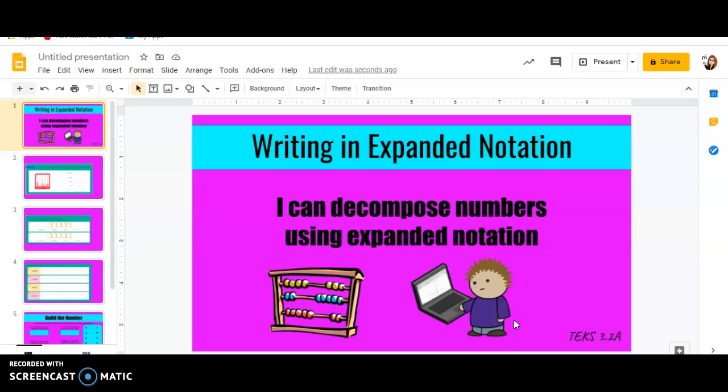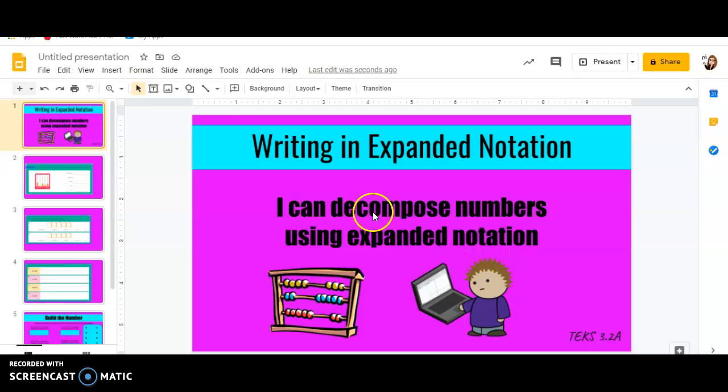Alright, so today in class we are going to learn something called writing our numbers in expanded notation. As you see here on our title page, our goal is to be able to decompose numbers using this new form which we are calling expanded notation.